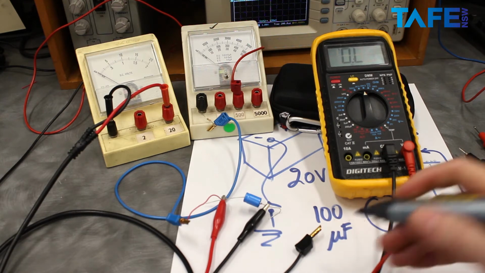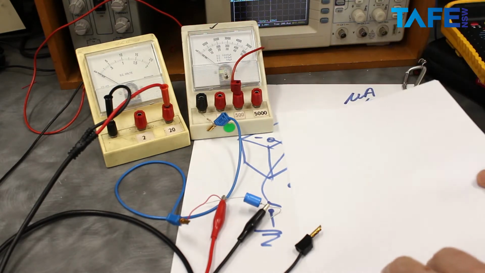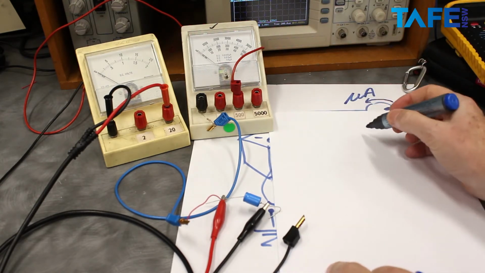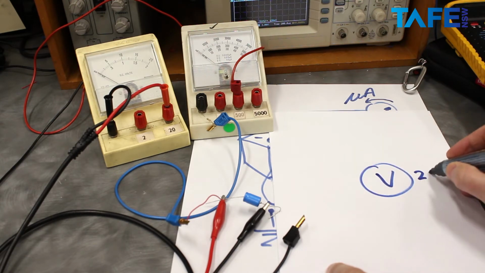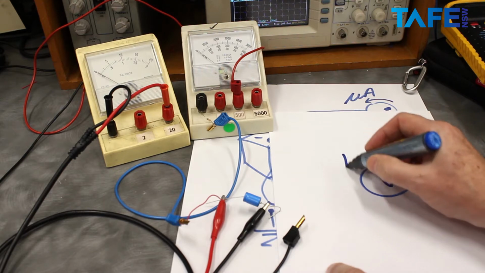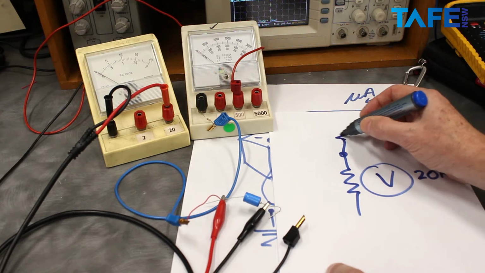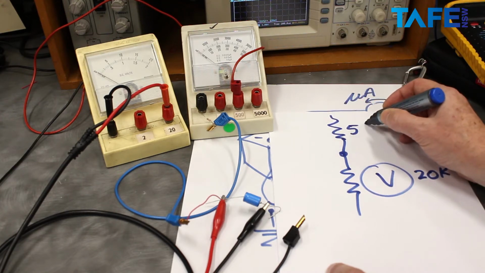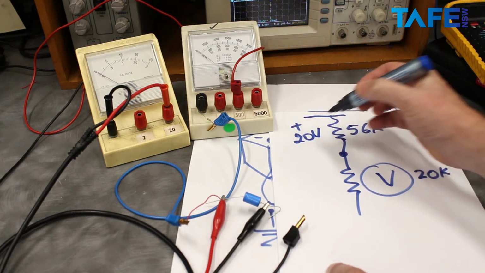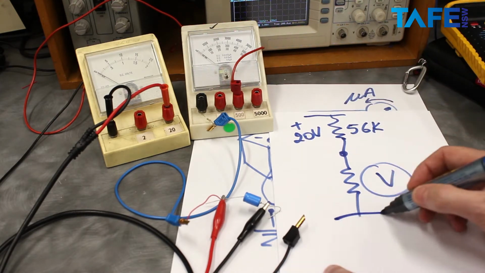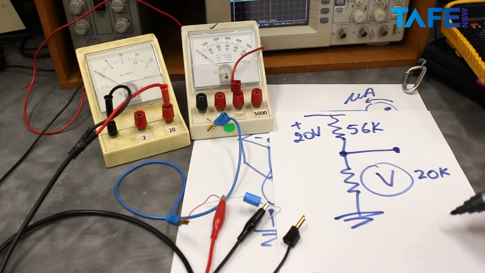If we've got 20,000 ohms in the voltmeter, it acts like a resistor like that, and then we had 56k above it, 56k, and up here we had plus 20 volts. Here's ground. Well, that's a voltage divider. We're measuring the voltage at that point there.